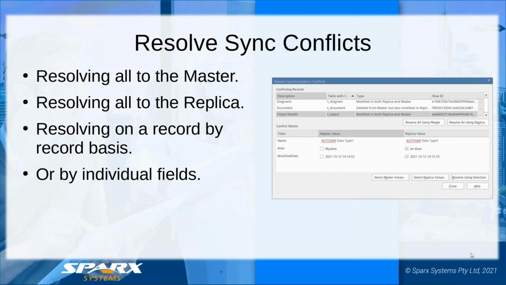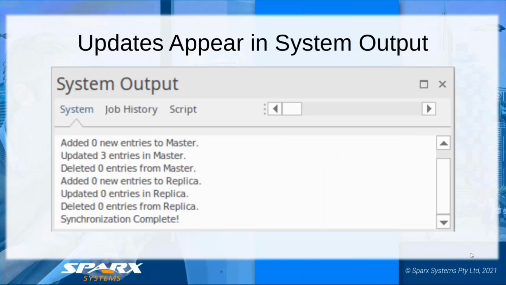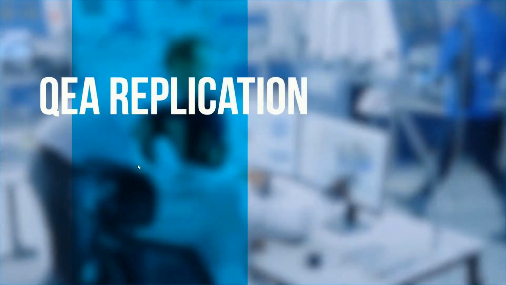So you can resolve synchronization conflicts, as I mentioned, resolving all to the master or resolving all to the replica, or you can resolve on a record by record basis or even by individual fields if you so care. And all of the updates appear in the system output window. So you can see updated 3 entries in master, deleted 0 entries, etc.